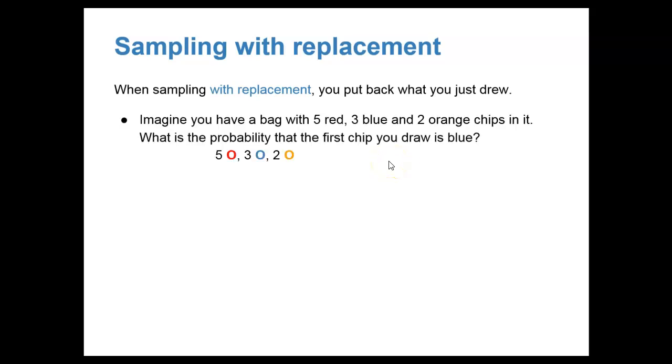So for the example we're looking at, imagine that you have a bag with a distribution of colored chips, 5 red, 3 blue, and 2 orange chips. What's the probability that the first chip you draw is blue? Well, since there are 3 blue chips out of a total of 10 chips in the bag, the probability that we draw a blue chip is simply 3 out of 10, or 3/10.